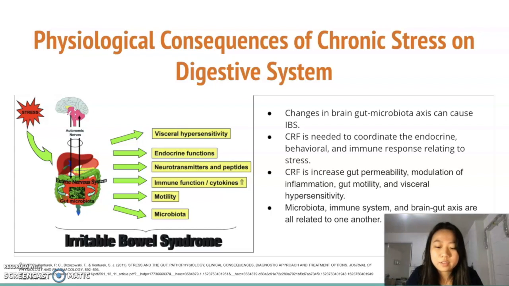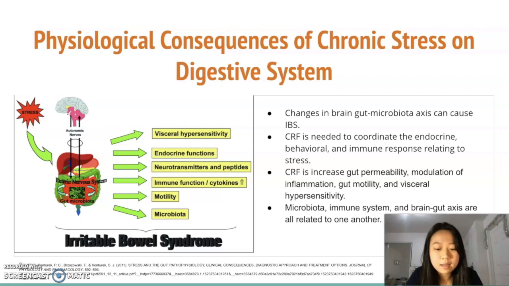Corticotrophin releasing factor, or CRF, is needed to coordinate the endocrine, behavioral, and immune response relating to stress. CRF can be seen in the central nervous system and also inside the gut. CRF is responsible for increasing gut permeability, modulation of inflammation, gut motility, and the sensitivity of the inner organs, or it's called visceral hypersensitivity. The endocrine response system to stress activates when CRF is present in the hypothalamus.